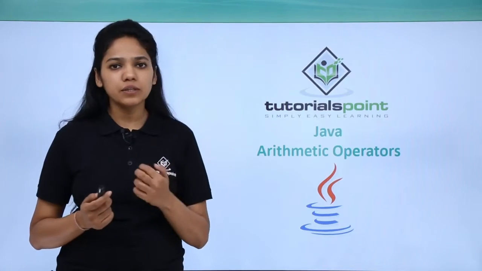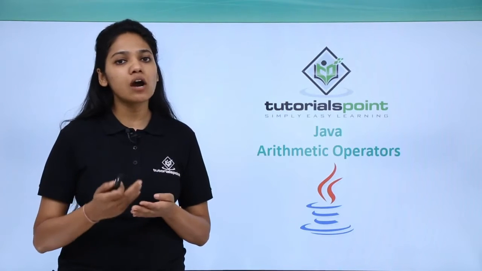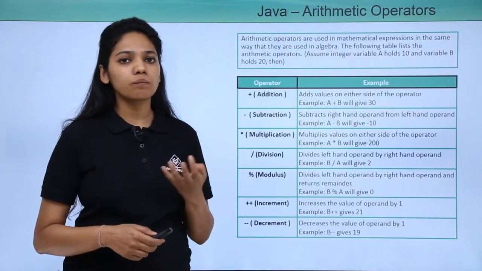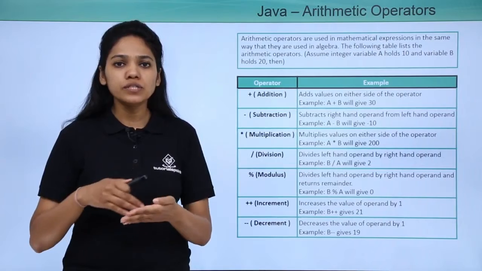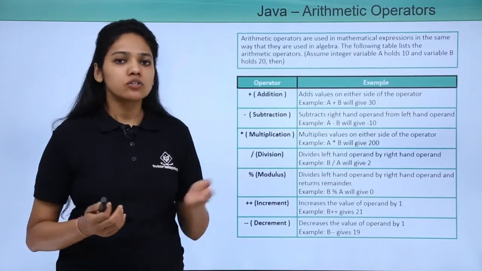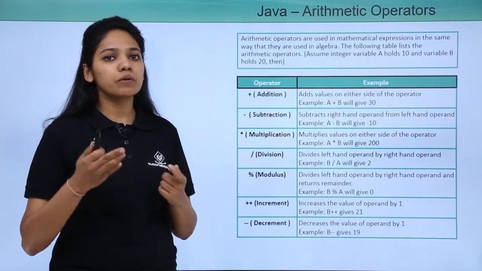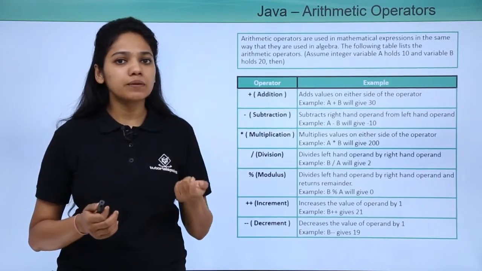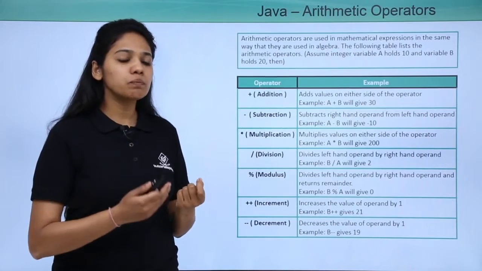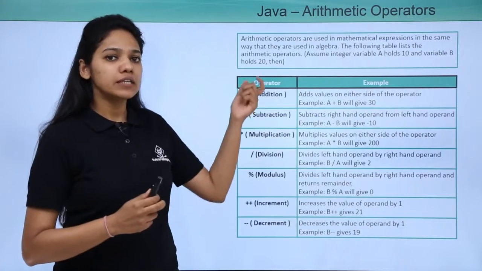As we know what an arithmetic operator is all about, let us see in detail how you can operate using these arithmetic operators. These arithmetic operators are what you use for mathematical expressions, like what we used to do in algebra. You perform them on operands. Variables which hold values, for example A and B, are operands, and you perform certain operations on them with the help of these operators.